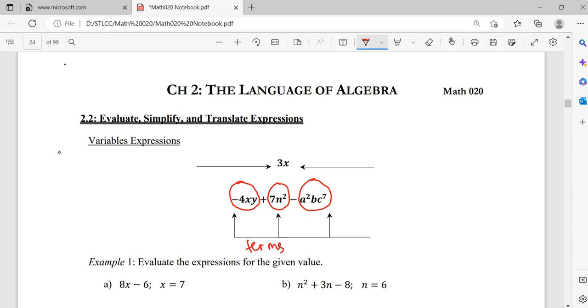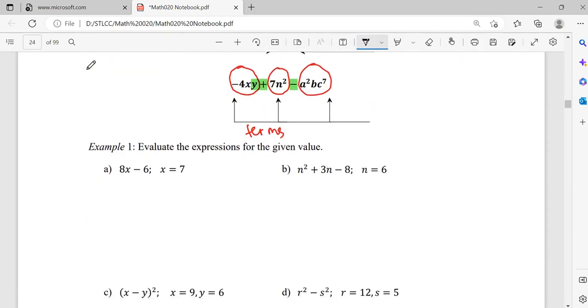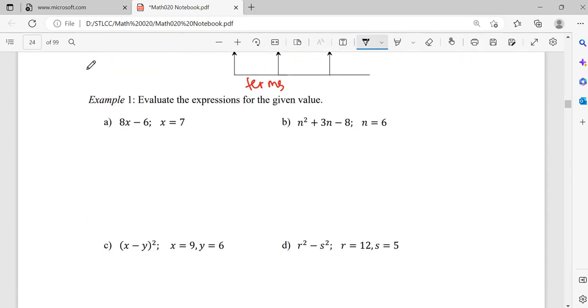And they are separated by an operation symbol, either plus or minus. So that is what your variable expression means. Okay. So our first skill of the day is to be able to evaluate expressions for a given value. Right.